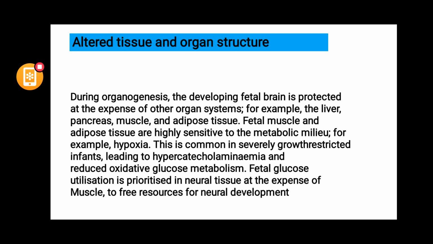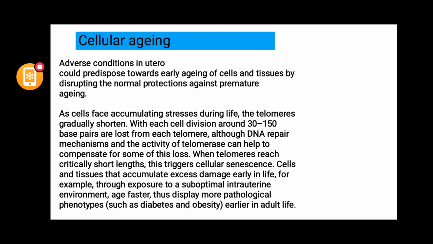So what happens is whenever there is hypoxia, the brain will get protected, as we all know, and the muscles and the adipose tissue will suffer, right? And this will result in fetal glucose utilization being prioritized in the neural tissue at the expense of the muscle to free the resources for the neural development. So this is basically how things can change, because if there is hypoxia in the intrauterine area, then it can cause oxidative stress there and can affect the organogenesis of the fetus, right?